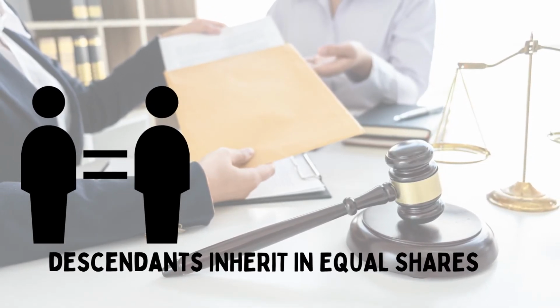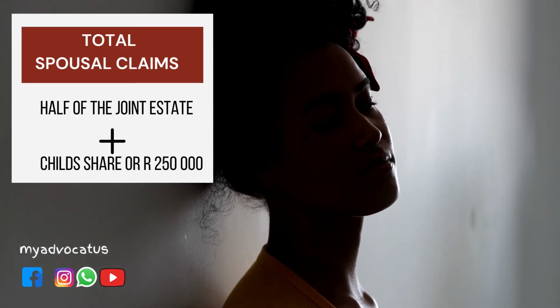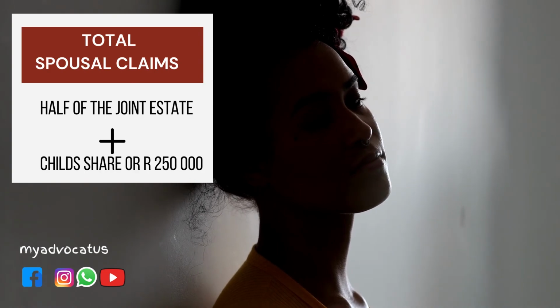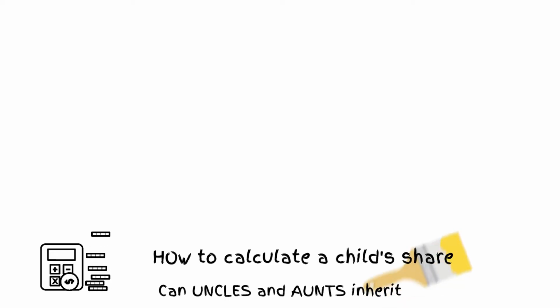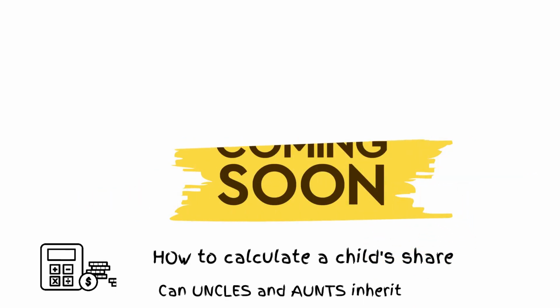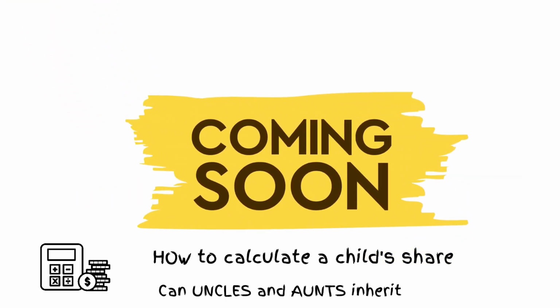In our next series on inheritance, we are going to look at a practical example of how to calculate a child's share in general, and also how it applies to polygamous marriages. We are also going to look at how and when parents or siblings can inherit.